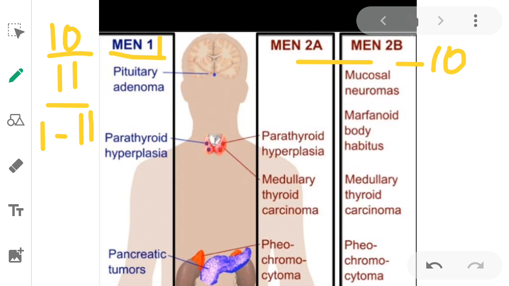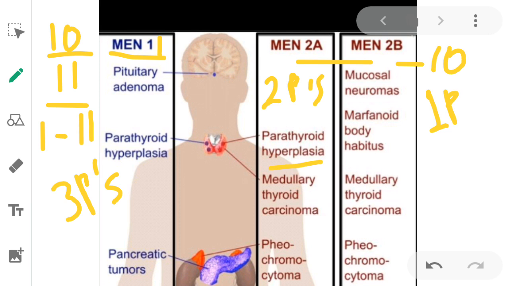MEN1 is classically associated with pancreatic, parathyroid, and pituitary tumors, although other glands may be affected. So MEN1 has 3 Ps. MEN2A has 2 Ps, and MEN2B has 1 P. The rest of them all start with M.